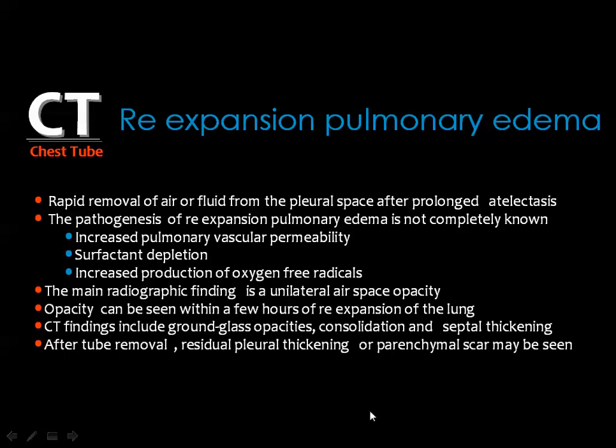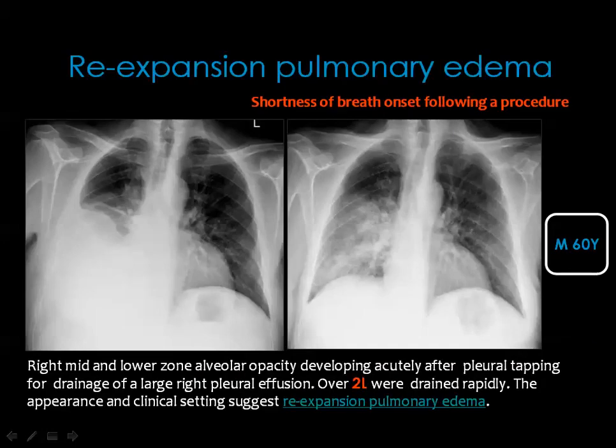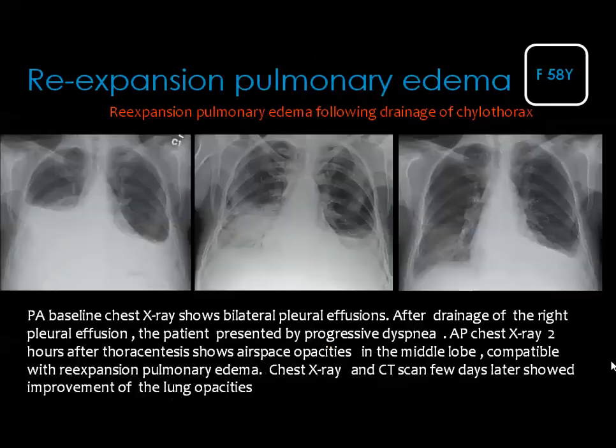But in these patients, you can see adequate drainage of the fluid or air, then opacification of the lung parenchyma due to the presence of pulmonary edema. This is an example, and you can see there is pleural effusion on the right side, and over 2 liters were drained rapidly. There is adequate drainage, but the underlying lung parenchyma is now opaque, and this is known as re-expansion pulmonary edema. I will discuss also the different types of pulmonary edema in intensive care patients in the second part of this topic. And this is another example.